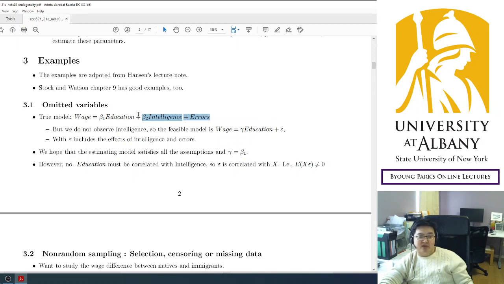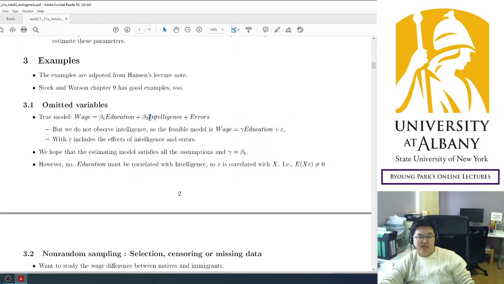The problem here is if your estimated gamma equals beta 1, then there is no problem. Then your regression model is still useful. However, the problem here is they are not the same.